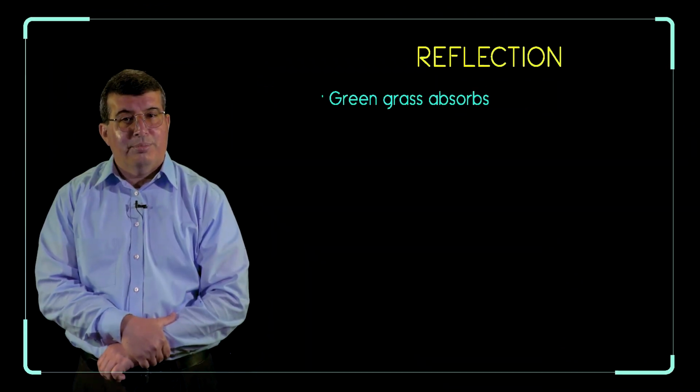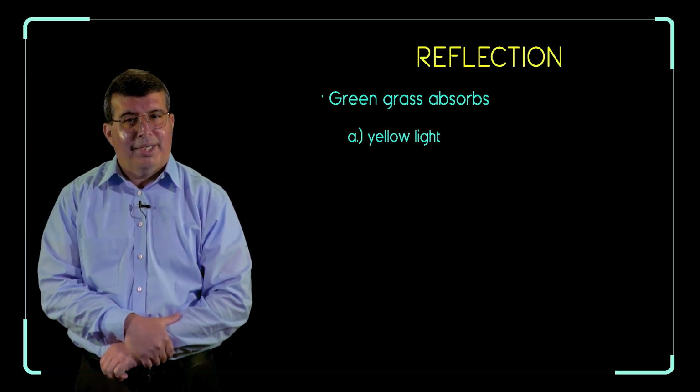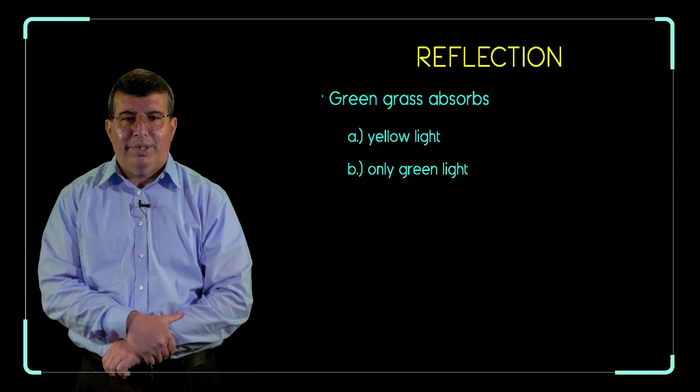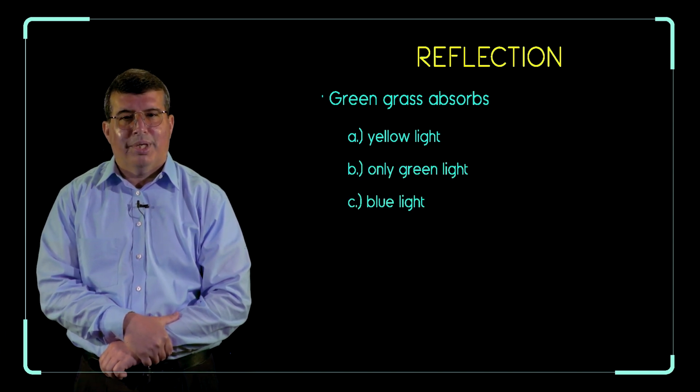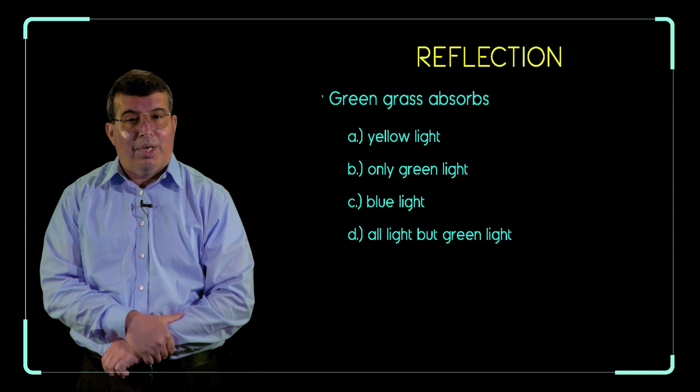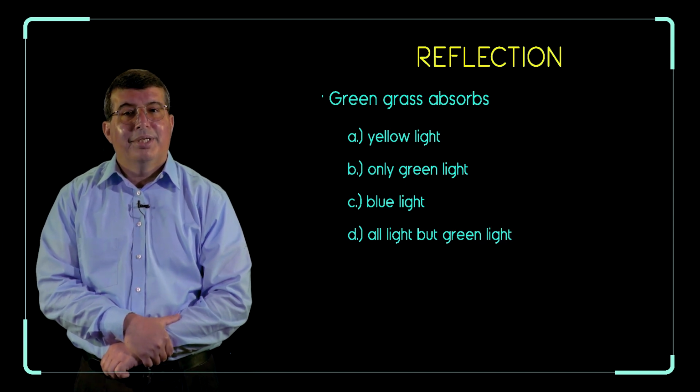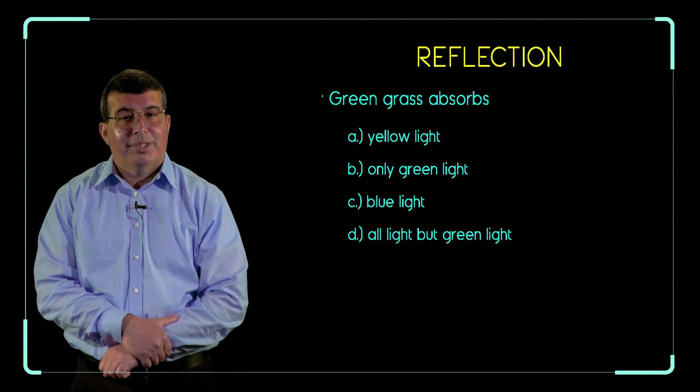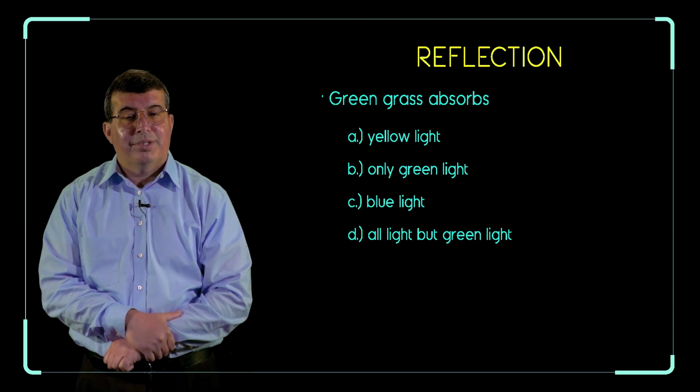Next question. Green grass absorbs A, yellow light, B, only green light, C, blue light, or D, all light but green light. So think about this, pause, think about this, and when you have what you think is the best answer, hit play again.